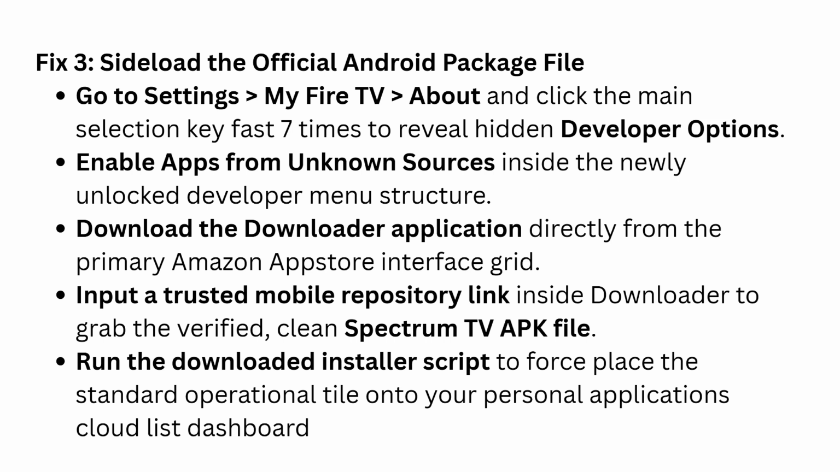Enable apps from unknown sources inside the newly unlocked developer menu structure. Download the Downloader application directly from the primary Amazon App Store interface grid. Input a trusted mobile repository link inside Downloader to grab the verified clean Spectrum TV APK file.